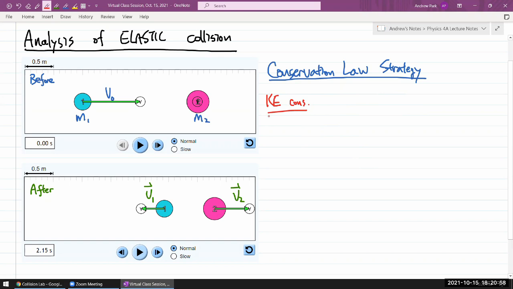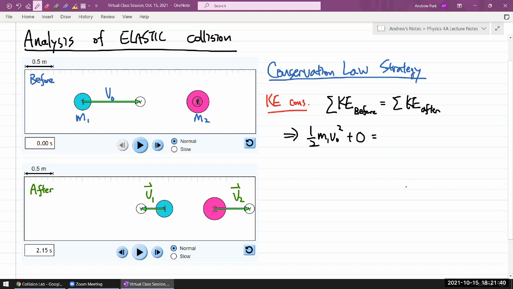So with the information that kinetic energy is conserved, you can write down this expression. You can say the sum of kinetic energies before collision is equal to the sum of kinetic energies after the collision. So let me write out the expression. In the before picture, only the mass m1 is moving. So it must have kinetic energy of 1/2 m1 v naught squared, and m2 is at rest, so it's not moving, no kinetic energy, 0.